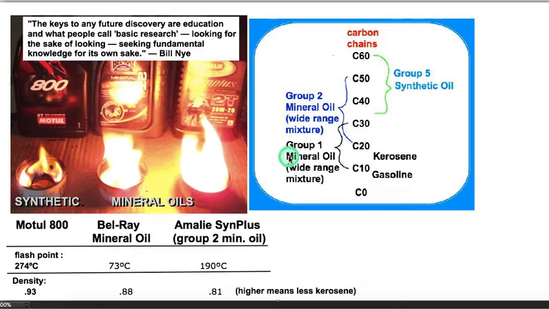So, the combustibility you see right here is with a synthetic oil, and then these two mineral oils. It somewhat has to do with the carbon chain numbers, and somewhat has to do with the amount of kerosene or dispersant that is added to the product. But before I even knew that, it got me thinking. I did this years ago.